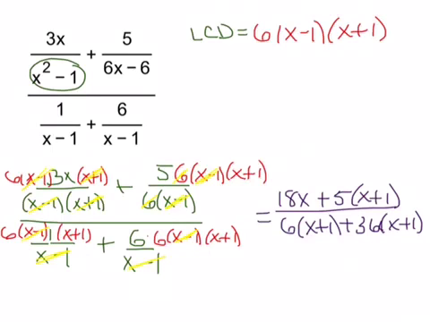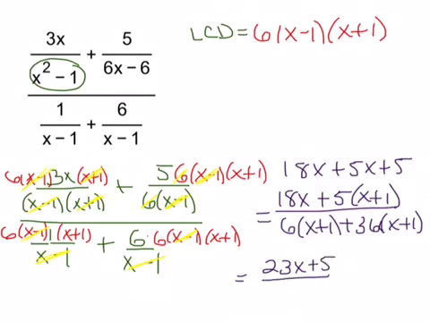Okay, all that's left to do now is to distribute and combine some like terms. So let's see, in the numerator, we have 18x plus 5x plus 5, leaving us with 23x plus 5. In the denominator, we're going to have 6x plus 6 and 36x plus 36, leaving us with, let's see, 42x plus 42.